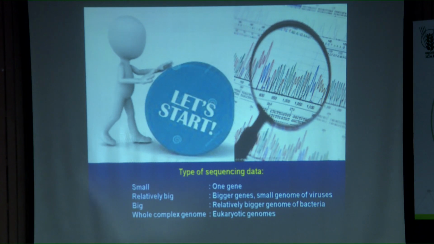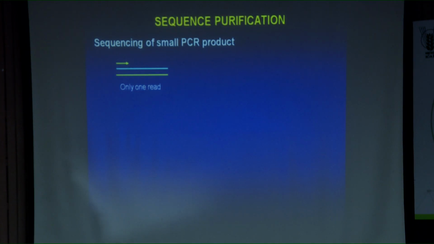So, suppose you are working with an insect. You may work on a particular sequence of the insect, a small gene or a bigger entire genome or a kind of gene clusters. Anyway, you may have different types of sequence information. You may have a small sequence, that is one gene sequence. You may have a relatively big sequence, like bigger genes or smaller genomes of viruses. Big genomes means relatively bigger genomes of bacteria, and whole complex genomes like eukaryotic genomes, insect genomes. So, they are big genome sequence data or whole genome sequence data. So, different types of sequence you may generate.